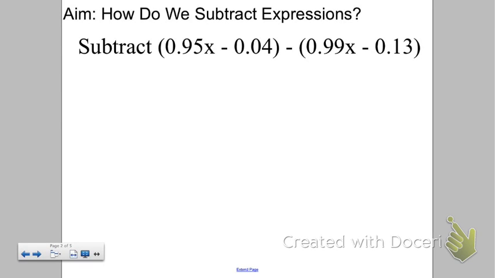Today's lesson is on how to subtract expressions. Subtract 0.95x minus 0.4 minus negative 0.99x minus 0.13. Take a second to copy down the question.